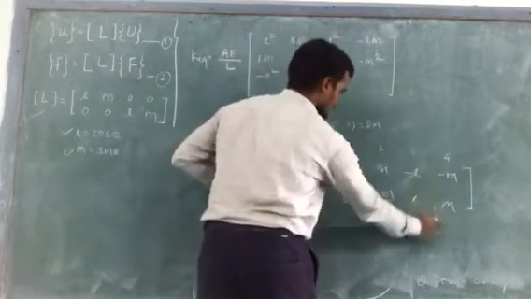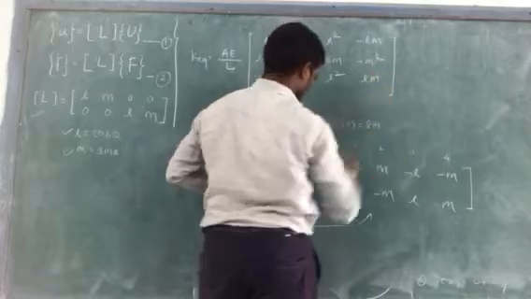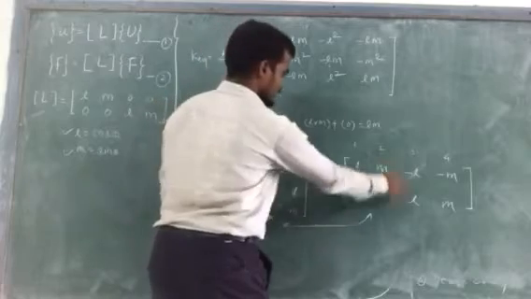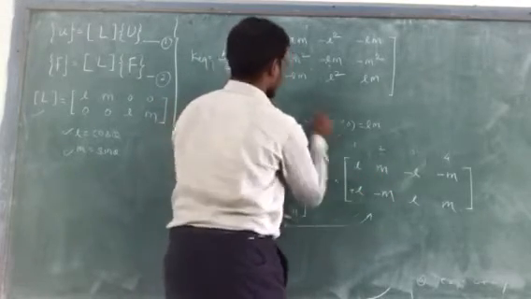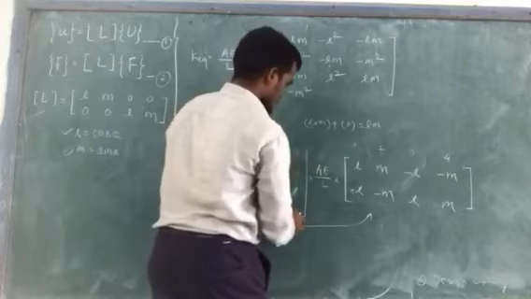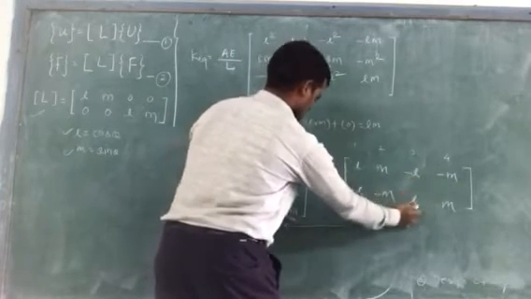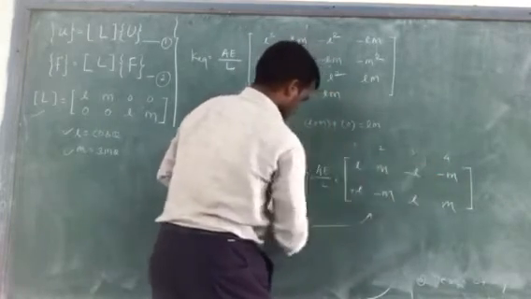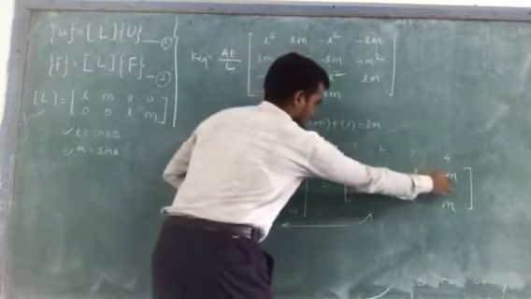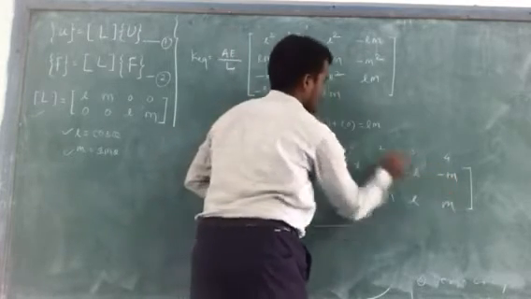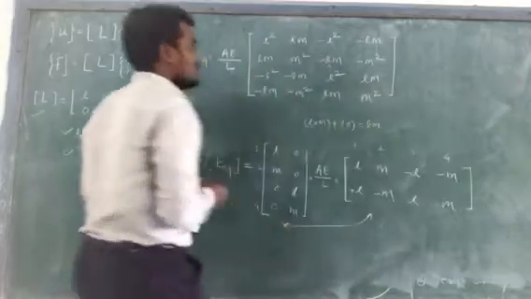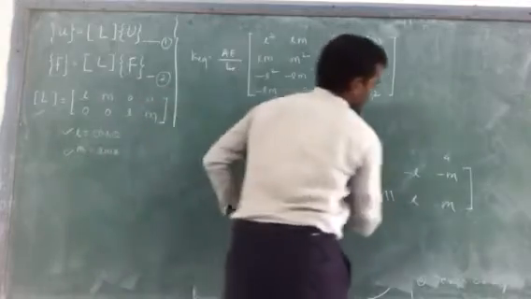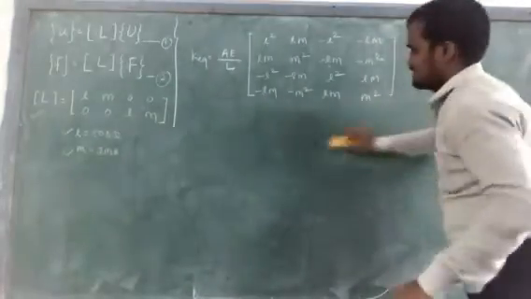Similarly, this row into this column, 0, L. Now this row into this column, 0 minus L. This row into this column, 0 minus L. Then this row into this column, 0 L. Finally the last 0, this row into this column: 0 into M minus L, 0 plus M into L. So finally you will get the elementary stiffness matrix for the truss element.